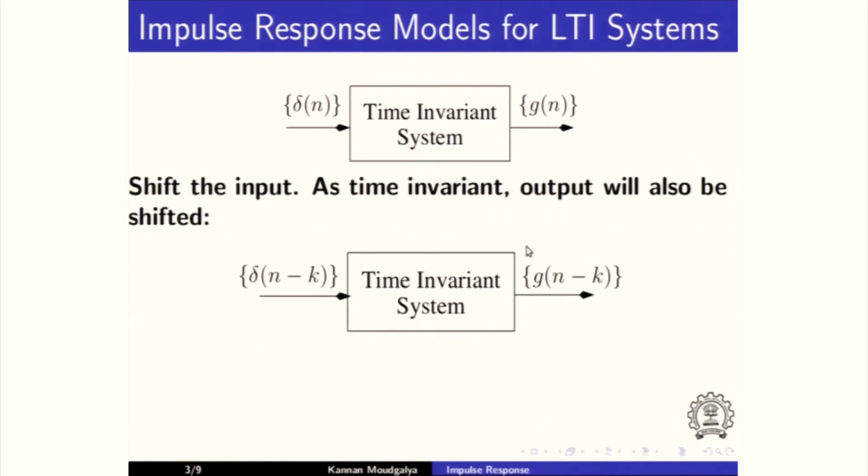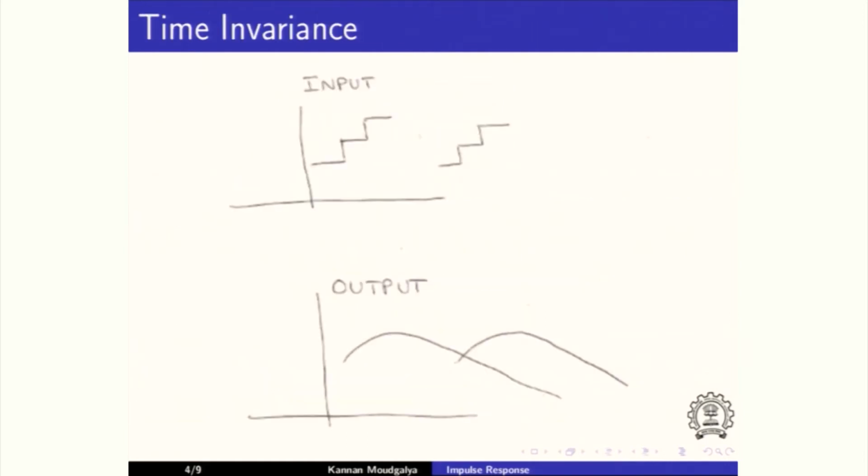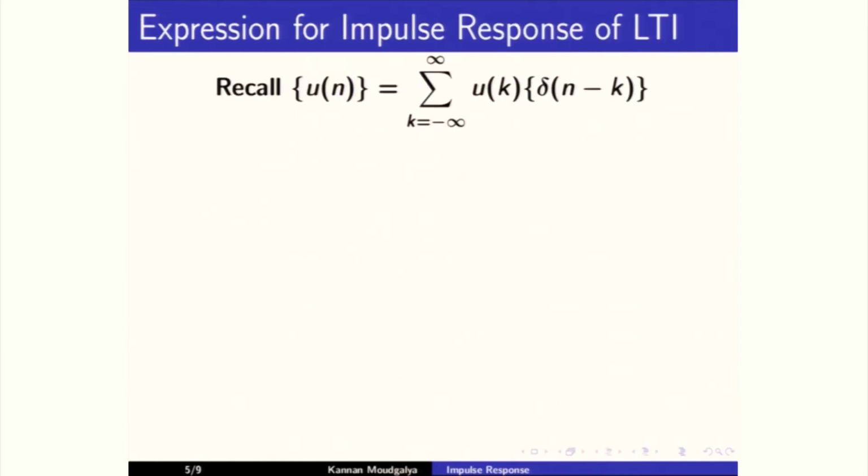Notice that if it is not time invariant, you cannot use the symbol G here, okay. So here we assume that it is time invariant. Of course it is also linear. Recall the explanation that we gave earlier for time invariance. Now let us look at the expression for impulse response of linear time invariant systems.